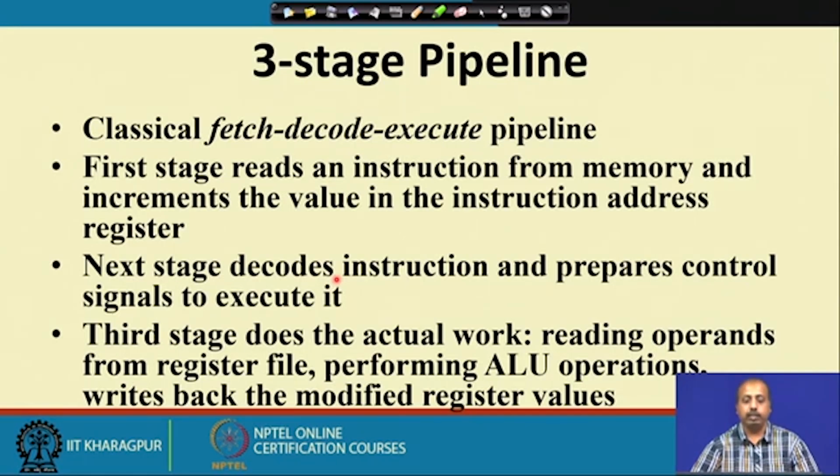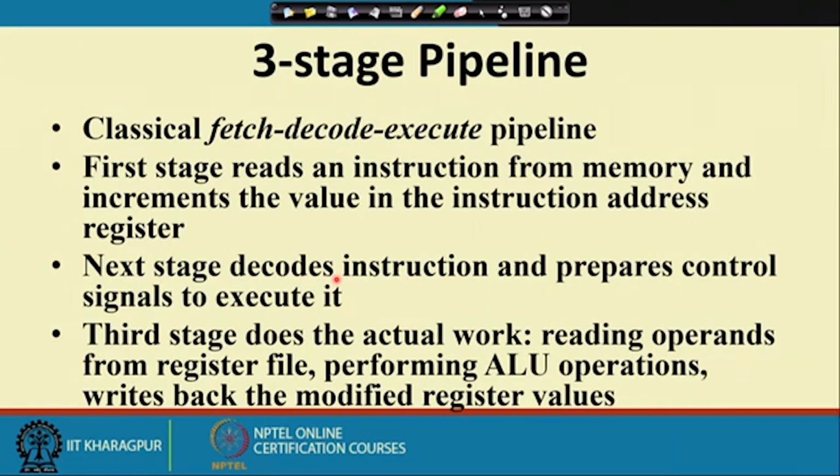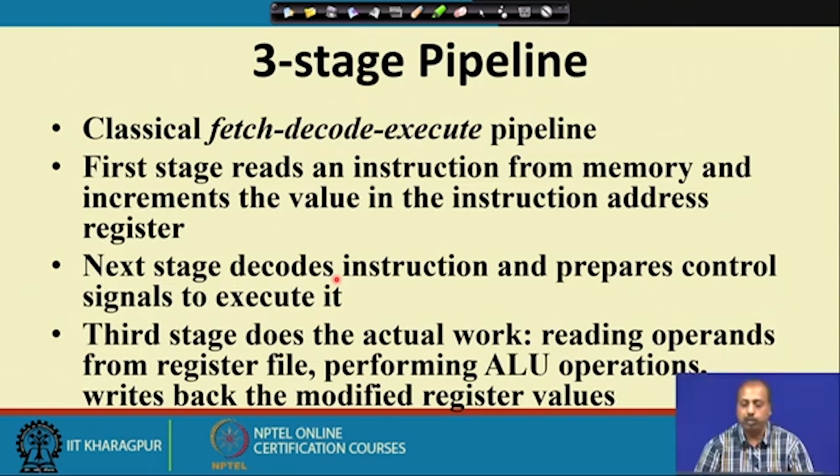First one is the 3 stage pipeline. This is the classical fetch, decode, execute pipeline, same as other processors like 8085 and 8051, all of which do this fetch, decode, execute pipeline. The first stage is the fetch stage. It is responsible for reading the content from the memory. It reads the instruction from the memory and increments the program counter, or instruction address register, so that it can point to the next instruction.